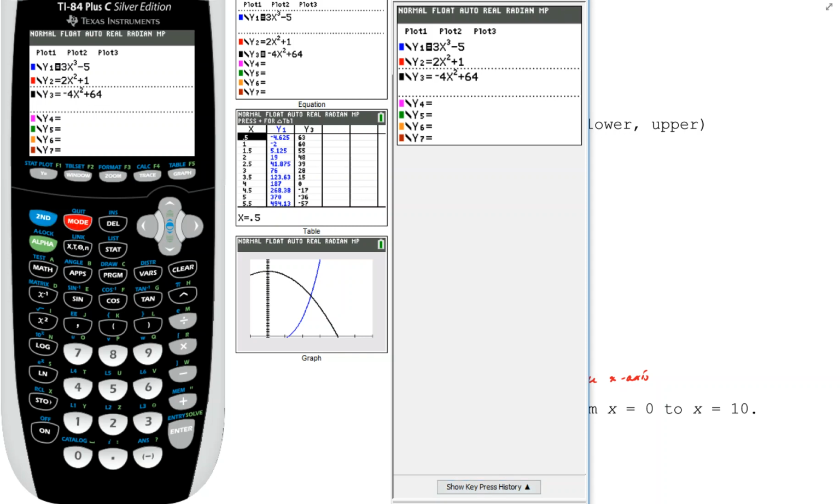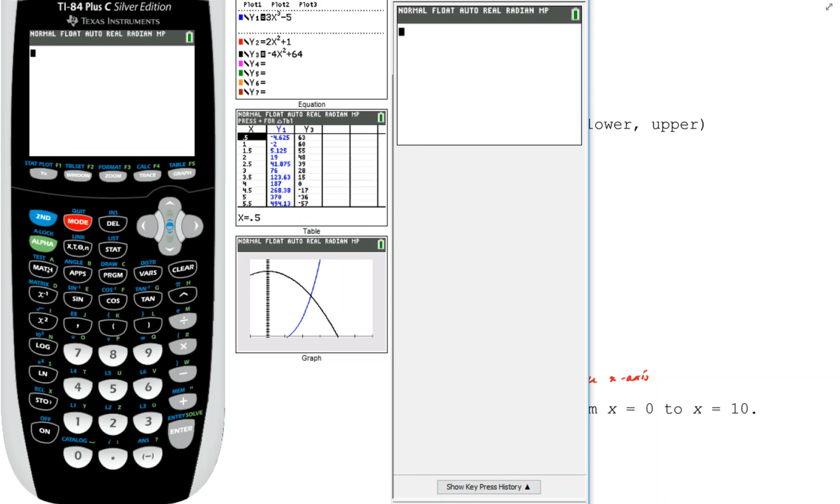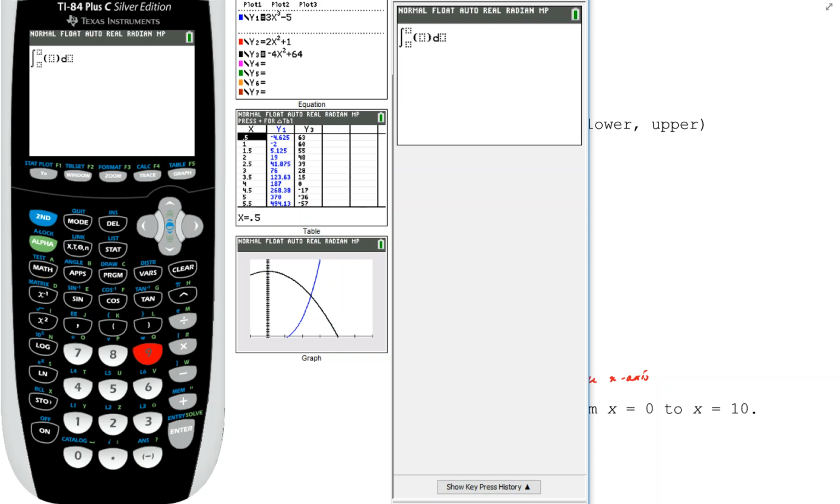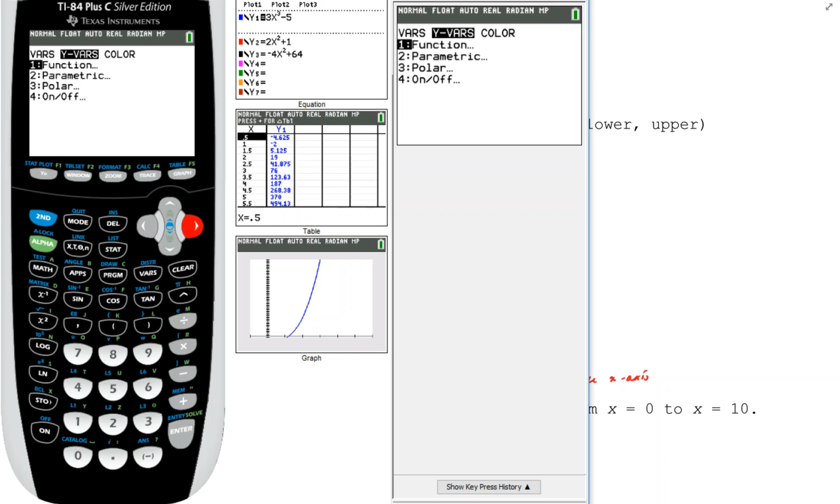When I go back to my main menu, and I go to the Math button, and then go down to 9, fnInt for integral. So I'm going to have the Math 9. And on most of your calculators, it's going to come up with this. So if I want to evaluate this integral from 0, the bottom number here is going to be the 0 because we're going from 0 to 3. And the function that I'm evaluating the integral of, I have plugged into my y1. So I'm going to go to the Vars, come across to Y-Vars, and it is a function I'm looking for, and it's the one that I've listed as y1.